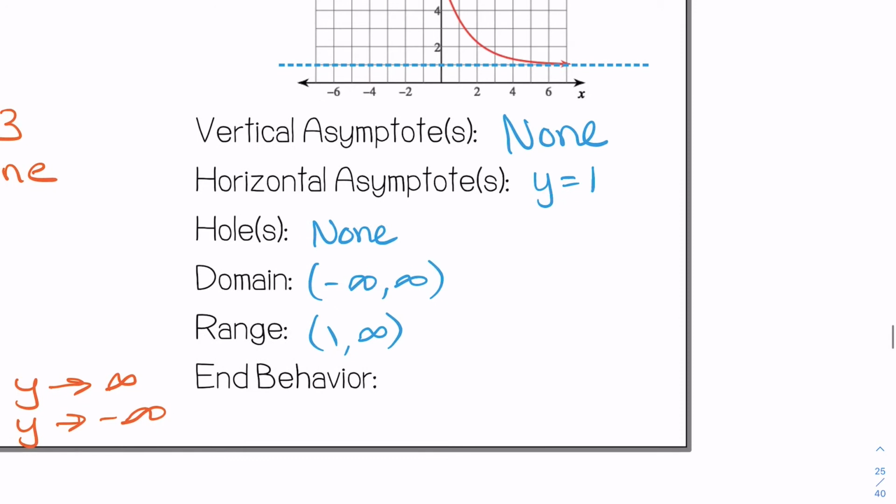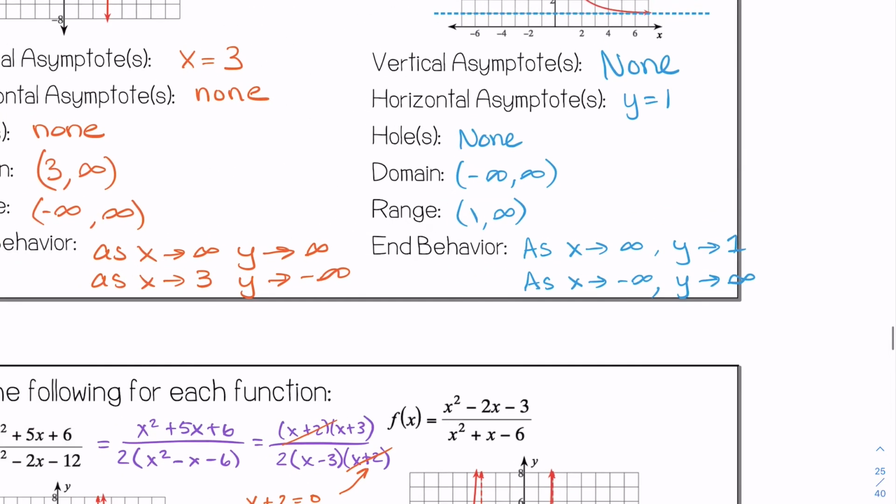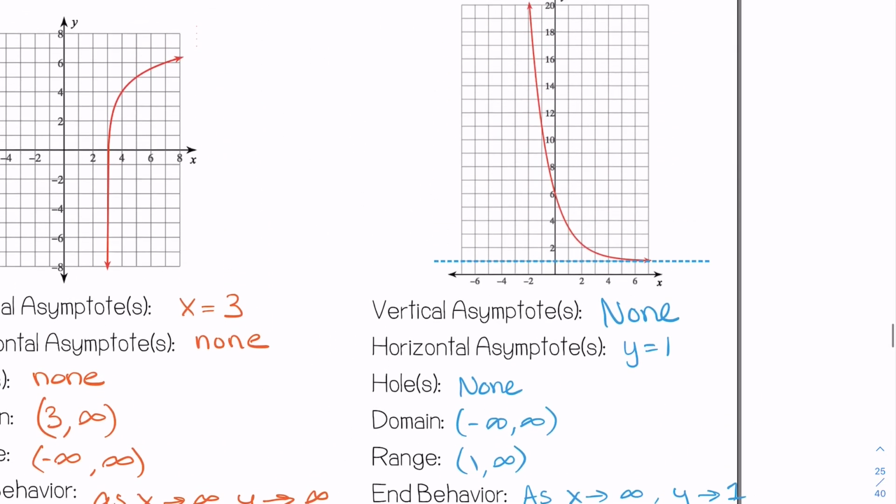All right, and your end behavior is going to be as x approaches infinity, y approaches infinity. No, I'm sorry. It approaches 1. And as x approaches -infinity, y approaches infinity. Okay. And that should be good for that one.